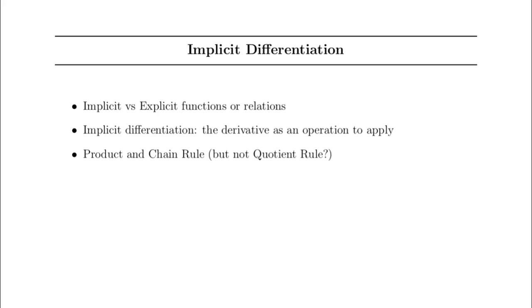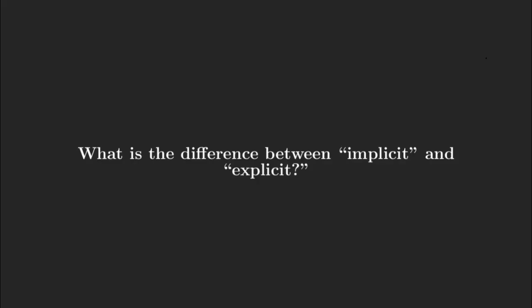Along the way, we're going to run into our old friends, the product and the chain rule, but we probably won't see the quotient rule. And so what we'll really do is try and answer that question, why no quotient rule here? But first, let's just start with the actual difference between the words implicit and explicit.